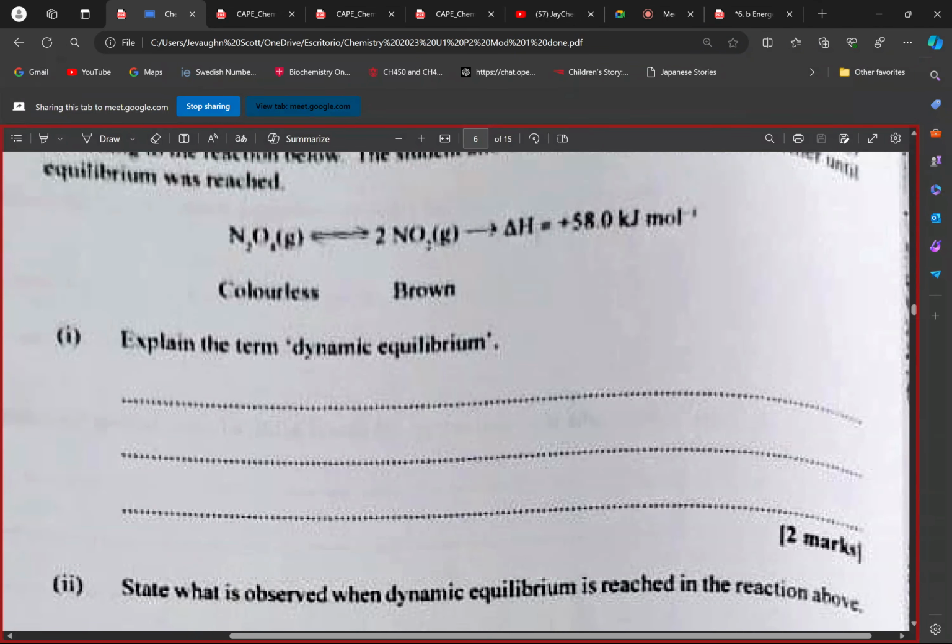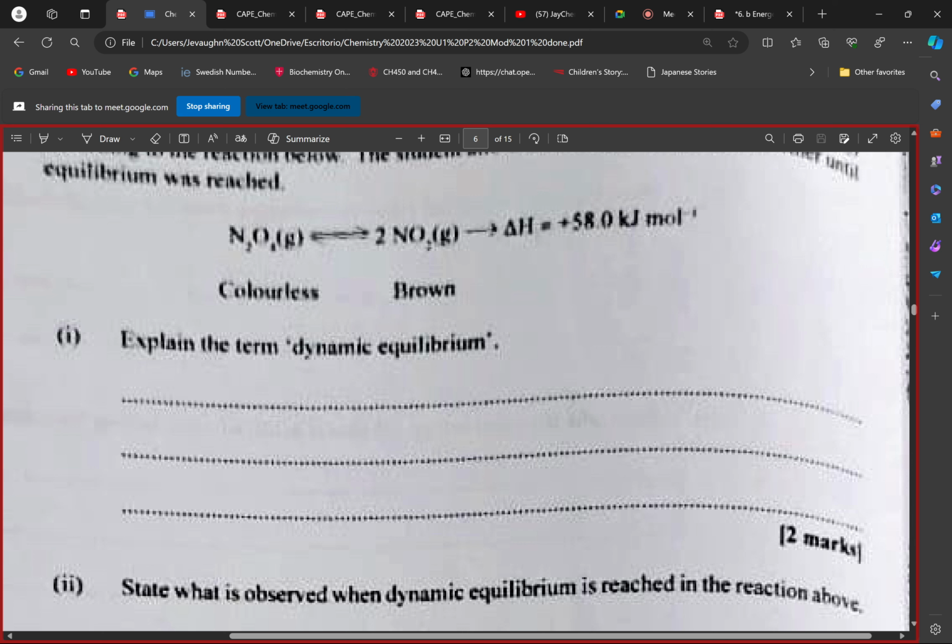Firstly, explain the term dynamic equilibrium. Go ahead. Sir, a dynamic equilibrium is the equilibrium that is in movement. Right, it's in movement, but give me a more solid answer. What are the characteristics of a system in dynamic equilibrium? The backward reaction is equal to the forward reaction.